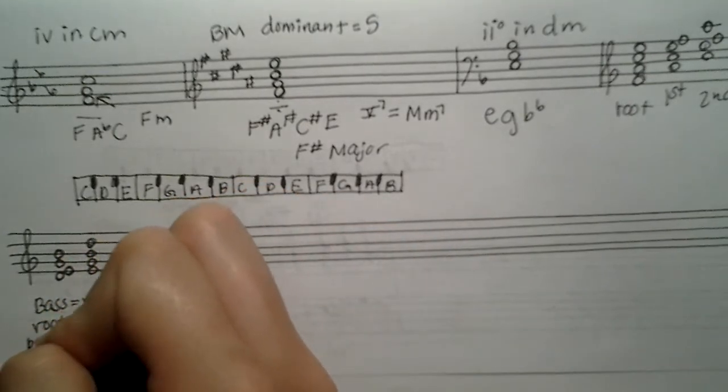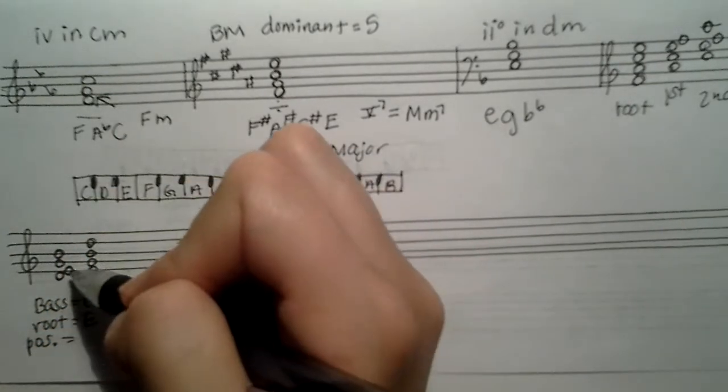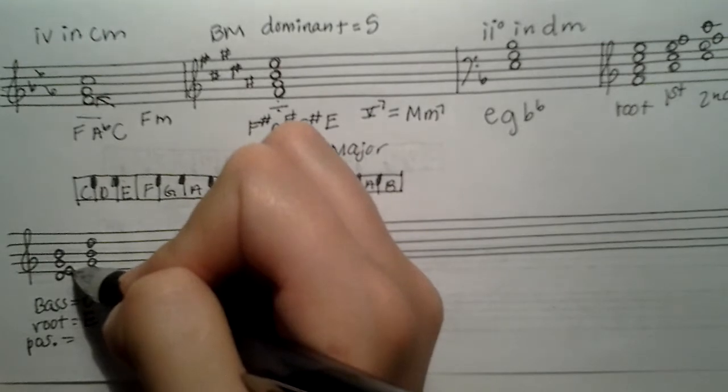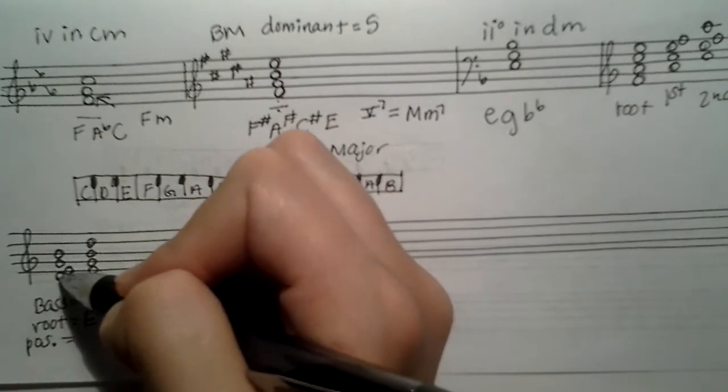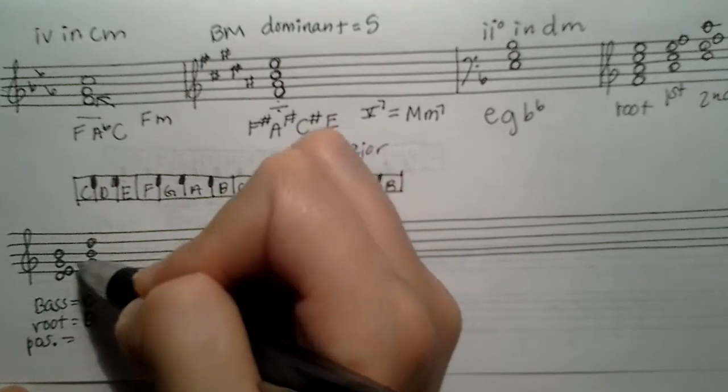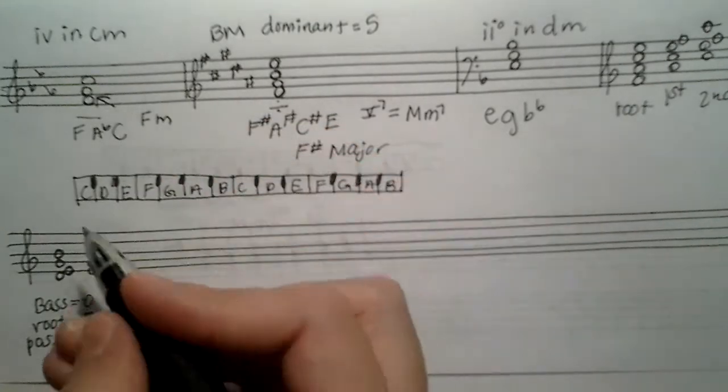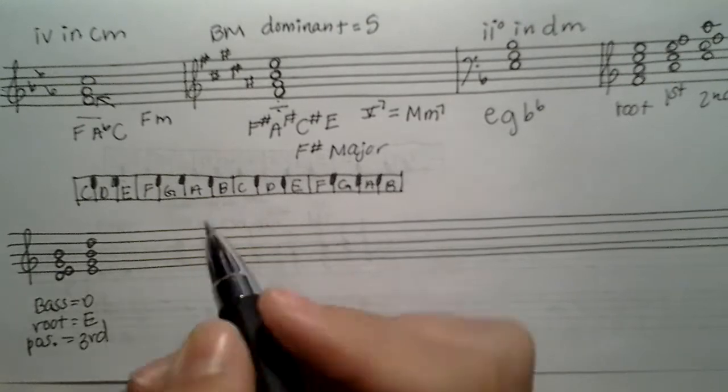And then for the position, the E is the second note, which is one way to think about it. Or you could think the 7th of the chord, which is this note, is on the bottom. So that means that it's going to be third inversion.